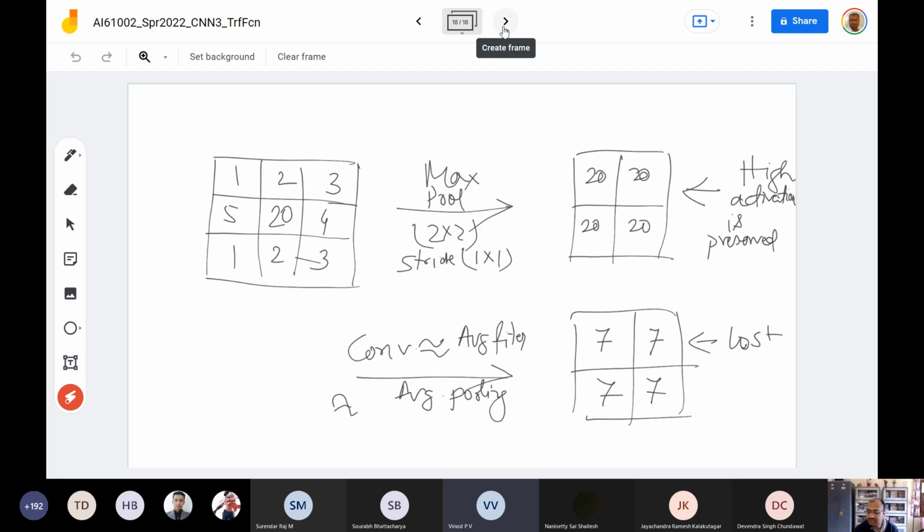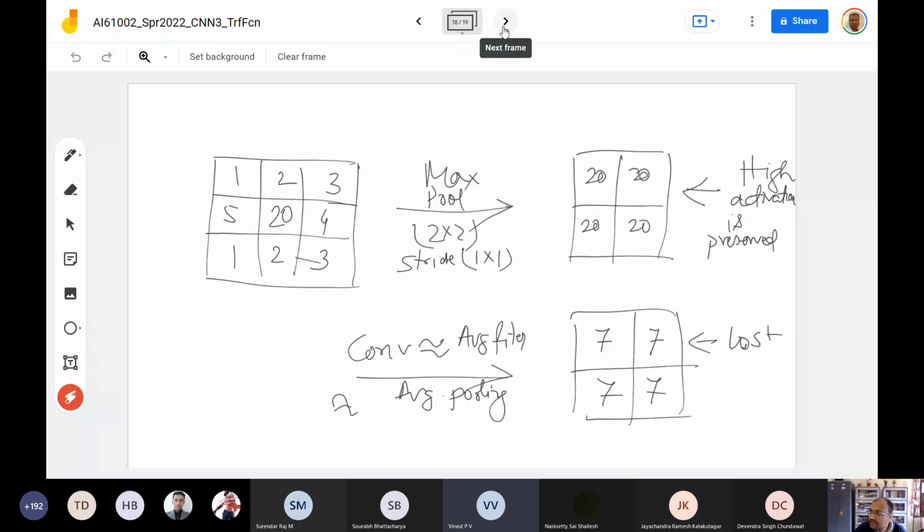On the contrary, if you are doing a standard convolution with stride or an average pooling like operation, then you tend to blur it out, and these high activations are not preserved. That is something we don't desire at all. That's one of the reasons why we go with operations called max pooling. So are we clear till here?